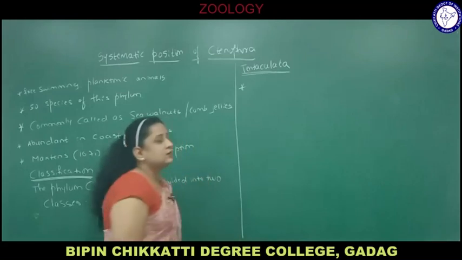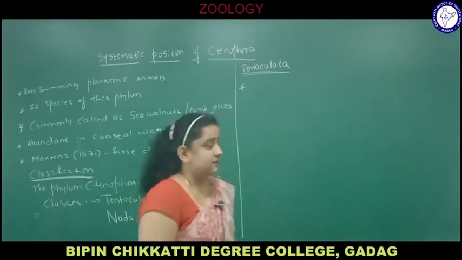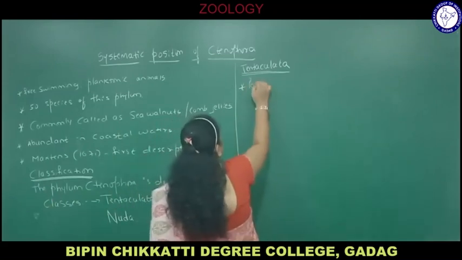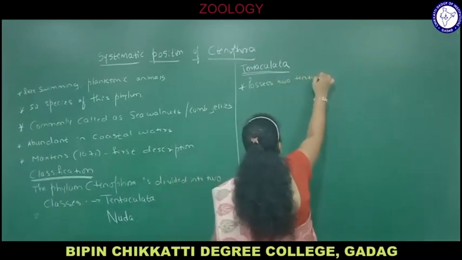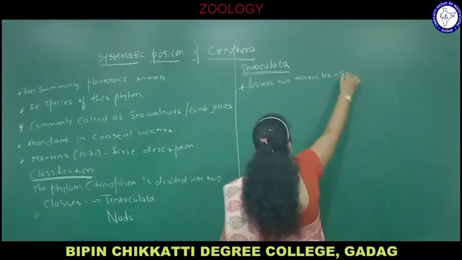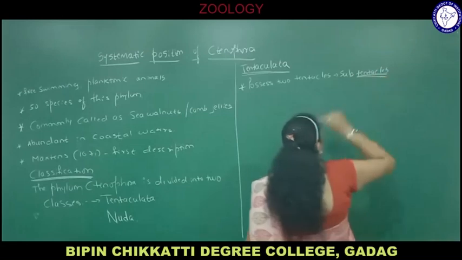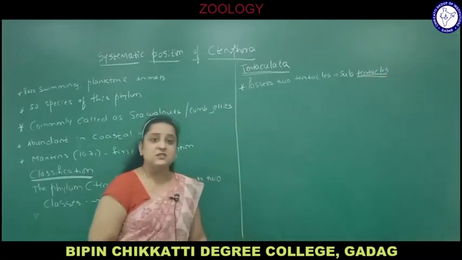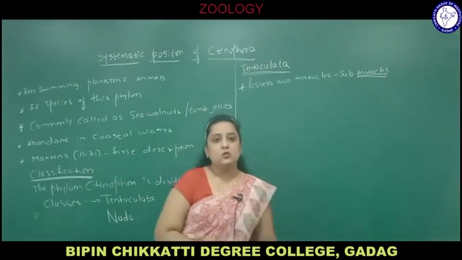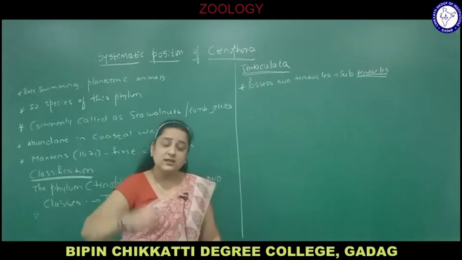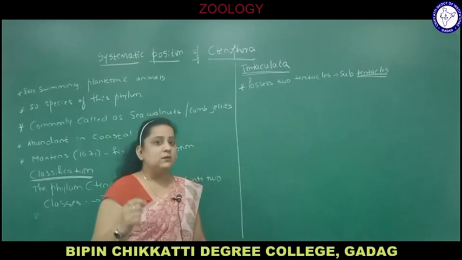Now as I told you, the class name is Tentaculata, which means it possesses two tentacles, which in turn produce subtentacles. You know the meaning of tentacles? If you recall the characteristics of phylum Cnidaria, those animals also had tentacles, in Hydra for example, for locomotion or food capturing. And those tentacles had specialized cells called cnidoblasts, or stinging cells, or nematocysts.